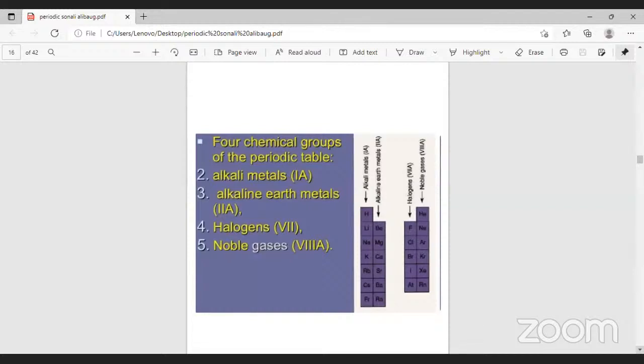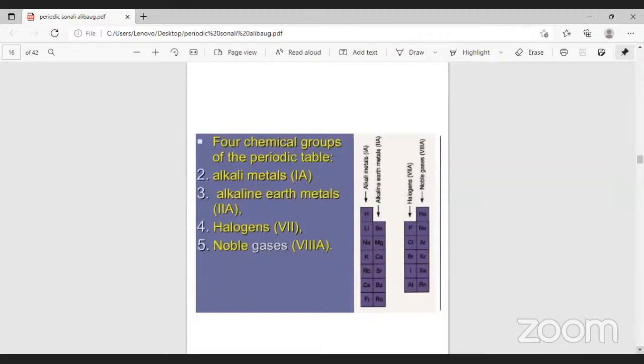Alkali means what? Base. So why is it called alkali metals? Now you combine lithium with OH, LiOH, then NaOH, then KOH. So when you dissolve them in water, they give you bases. Those bases are called alkalis. That's why those metals are alkali metals.